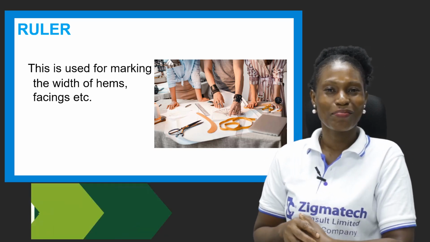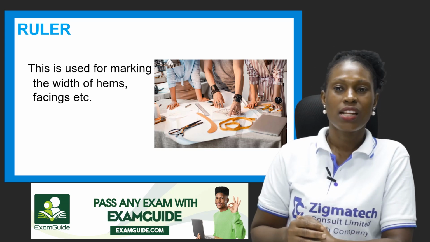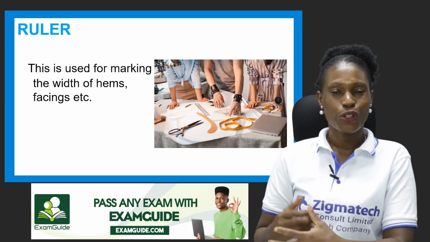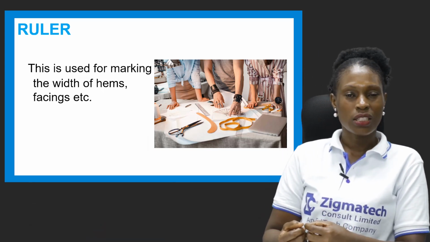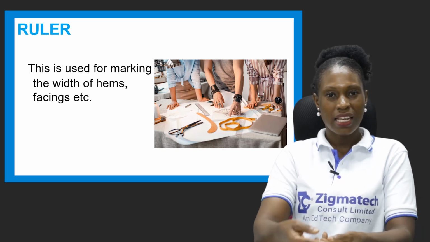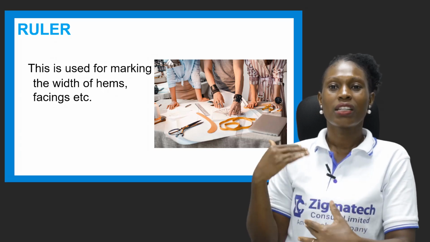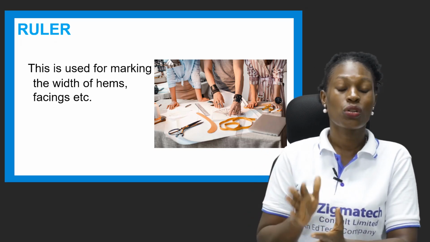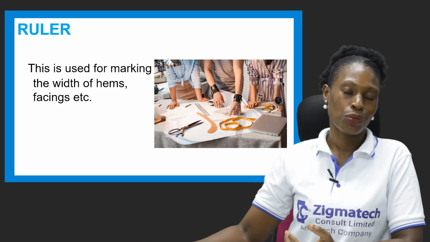Now this clothing and textile people use the ruler, okay? It is used for marking the width of hems and facings. You know, the other part of your clothes, when you turn it and turn the bad part, you see that other part that is folded a little bit is referred to as your hemming, okay? The hem. Now, the ruler is used to do what? To measure the markings or the width for that hem. So you use a ruler to do that.